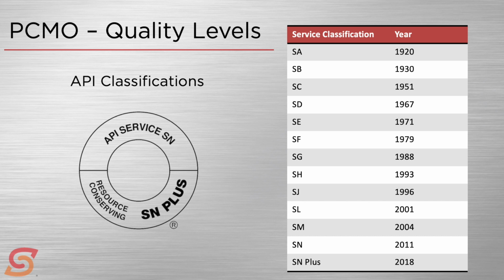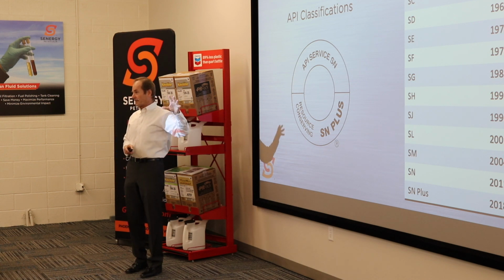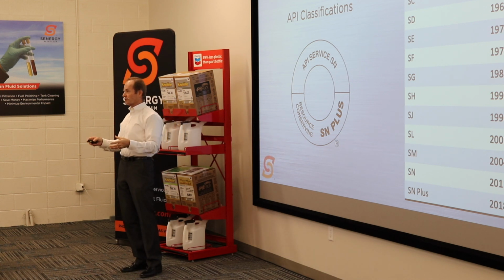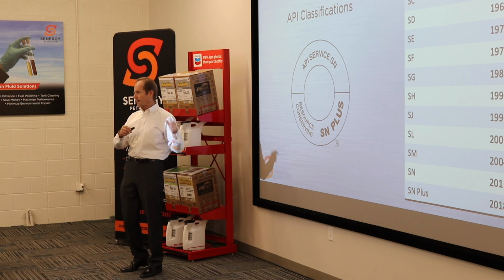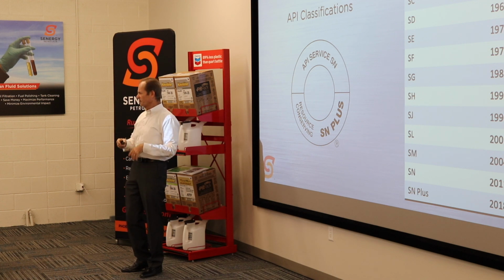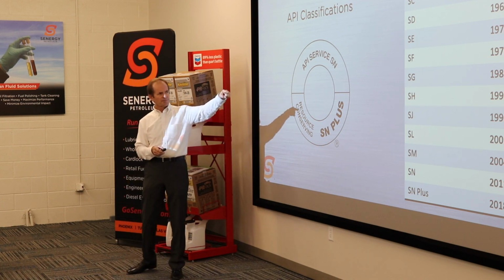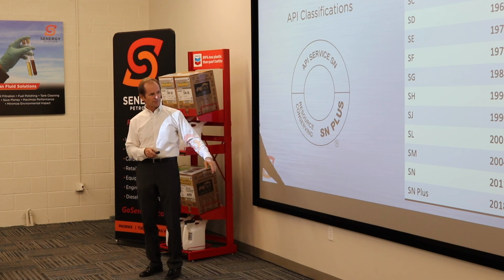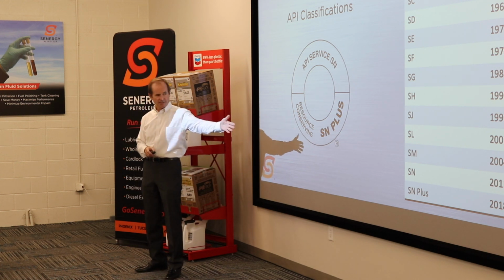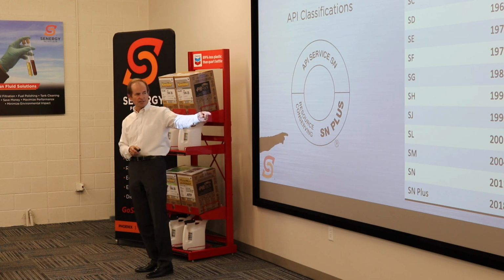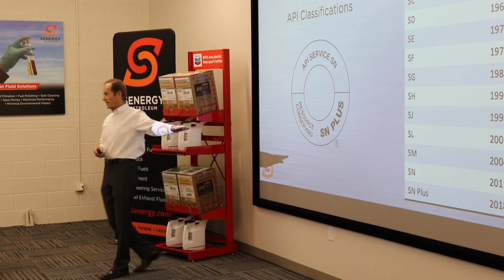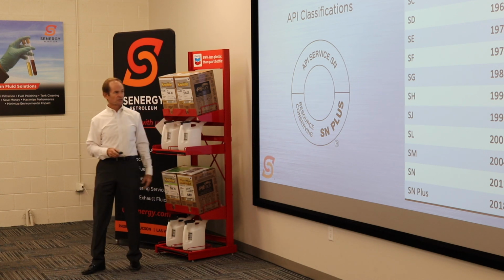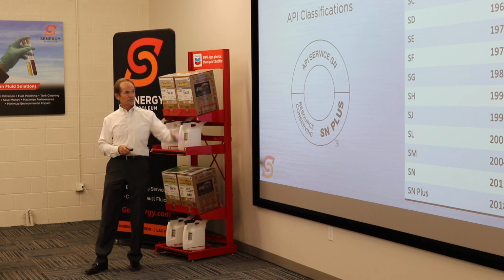The way this worked, the API would get together with the auto companies and talk to them and find out kind of what was needed, and then the API would go back and come up with a specification to meet what the car companies had been talking about. And so things march their way on, improvement, up to now 2018, they introduced SN Plus as a slight improvement over SN, which goes back all the way to 2011. Okay, so this is the progression of quality level in motor oils as determined by the API.